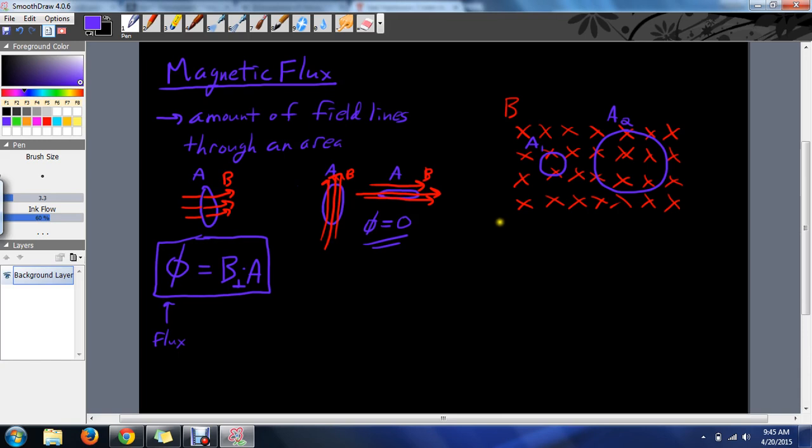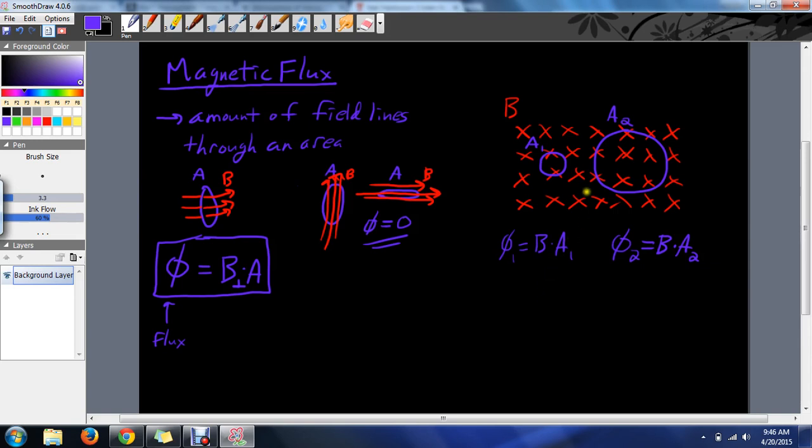Which has more flux? Well, I think it makes tons of sense that this one has more flux: the flux of area A1 is simply the magnetic field times A1, and the flux of A2 is simply the magnetic field times A2. You can imagine these field lines going into the page, through the loop, so the more area you have, the more flux, the more field lines flowing through the area you have.